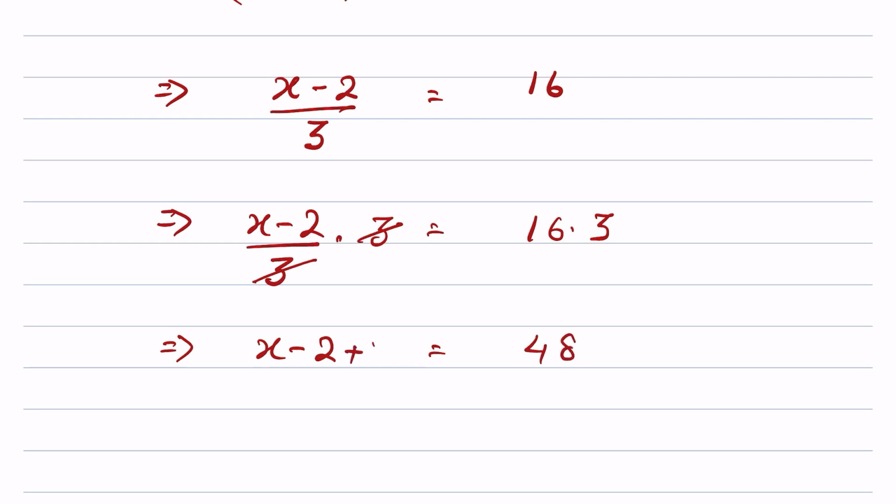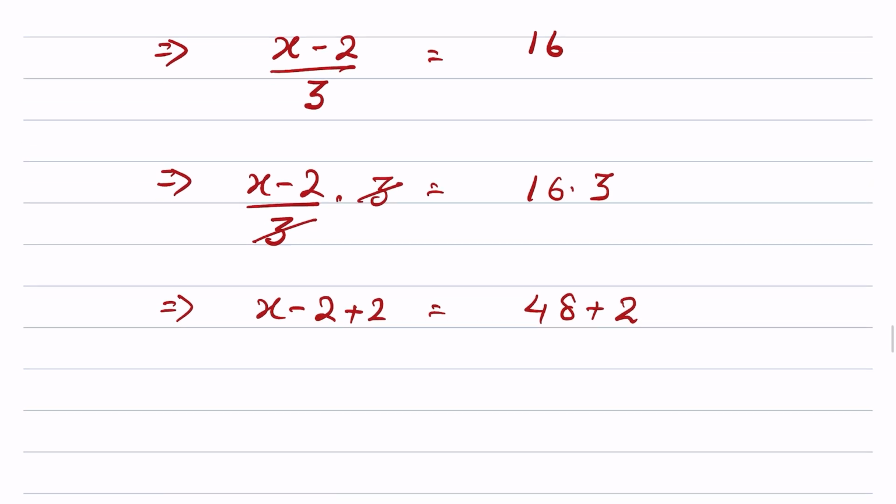Now add 2 to both the sides. This is called balancing the equation. First we do the reciprocal action. It is minus 2, that's why we added plus 2. And to balance the equation, we do the same thing on the right hand side also. So this 2 and this 2 get cancelled. 48 plus 2 is 50. Therefore, x is equal to 50.